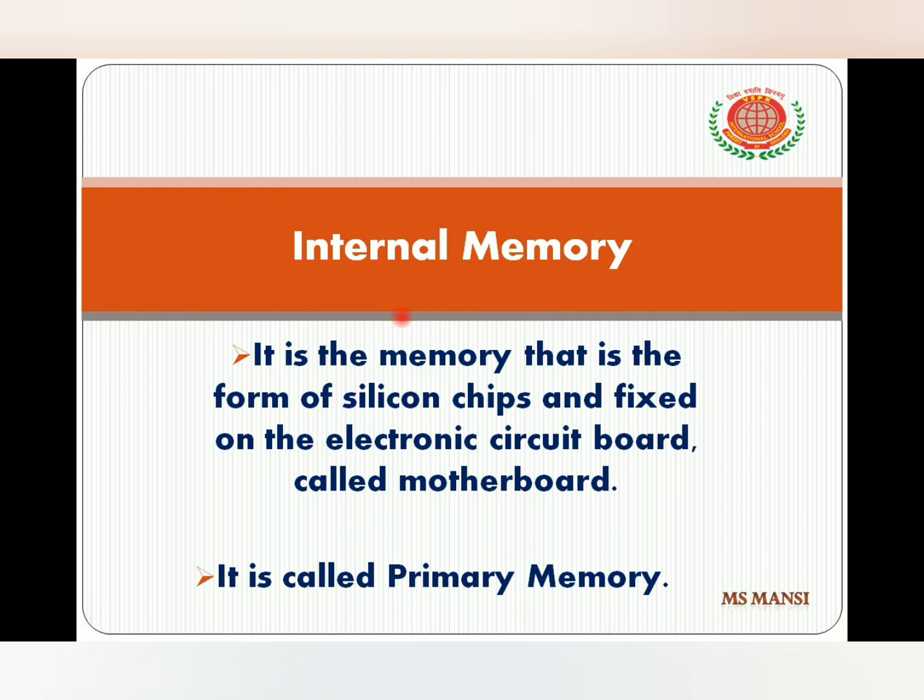So what is internal memory? It is the memory that is in the form of silicon chips and fixed on the electronic circuit board called the motherboard. Students, the motherboard is in the CPU and it is the electronic circuit board, and on this the memory is there in the form of silicon chips. It is also called primary memory.